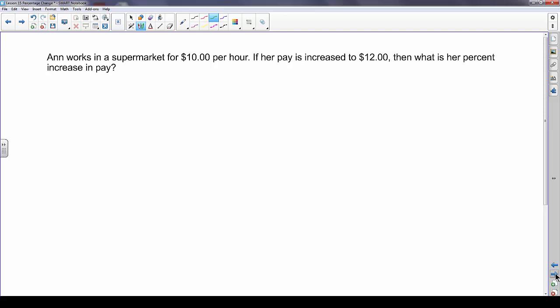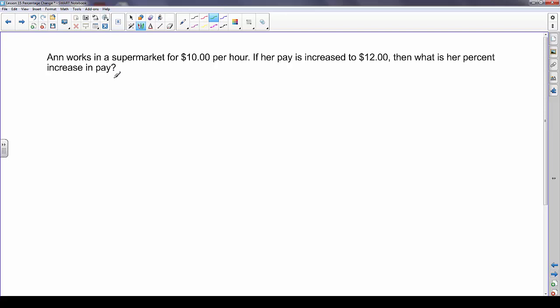Ann works at a supermarket for 10 bucks an hour. Her pay is increased to 12 bucks an hour. And we want to know her percent increase. So certainly she's not doubling. All right, she's going up relatively small comparatively. So we should be less than 50% on the increase.